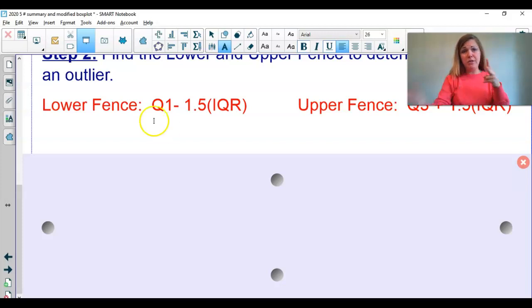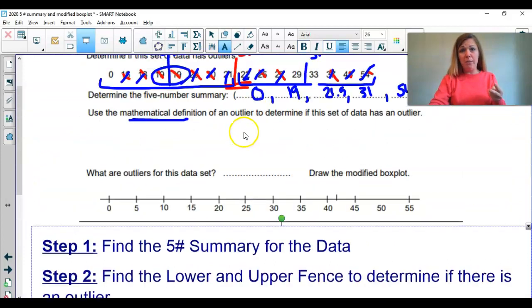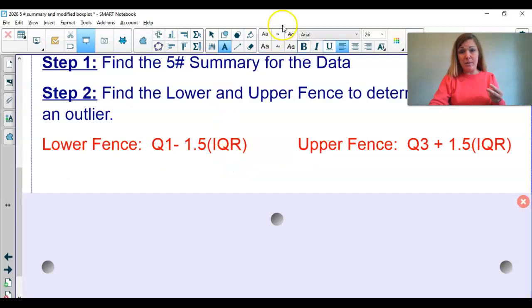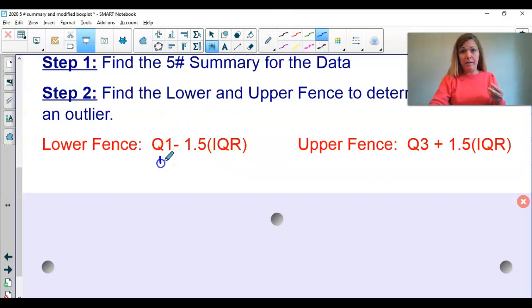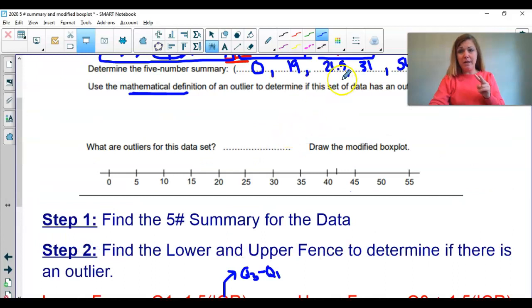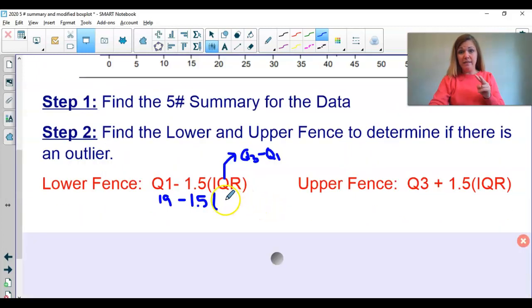We got that 5-number summary, Step 1. Step 2, we have this equation down. Now we're going to plug values into the equation. So quartile 1 is 19, so I'm going to write that out. Minus 1.5 times the IQR. We talked about what the IQR was last time, but that's quartile 3 minus quartile 1. Okay, so I'm going to go up to quartile 3, 31, minus quartile 1, which is 19.